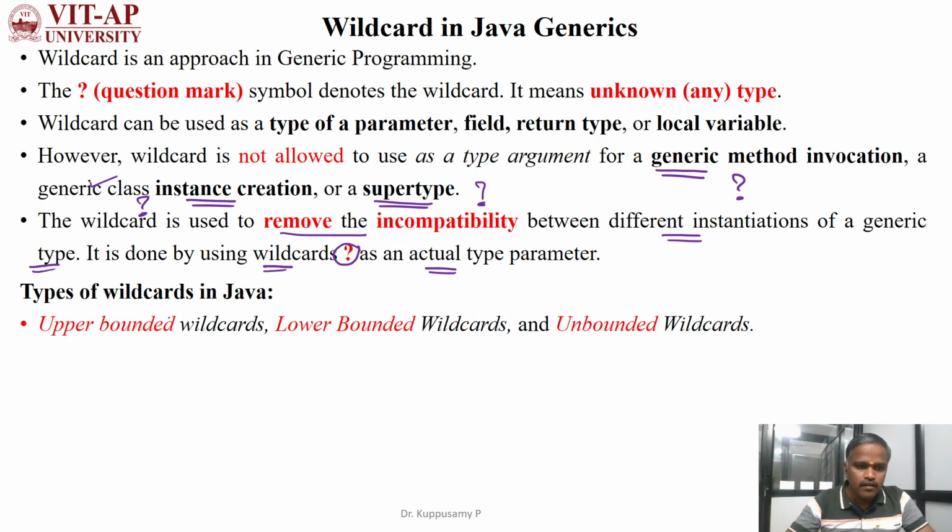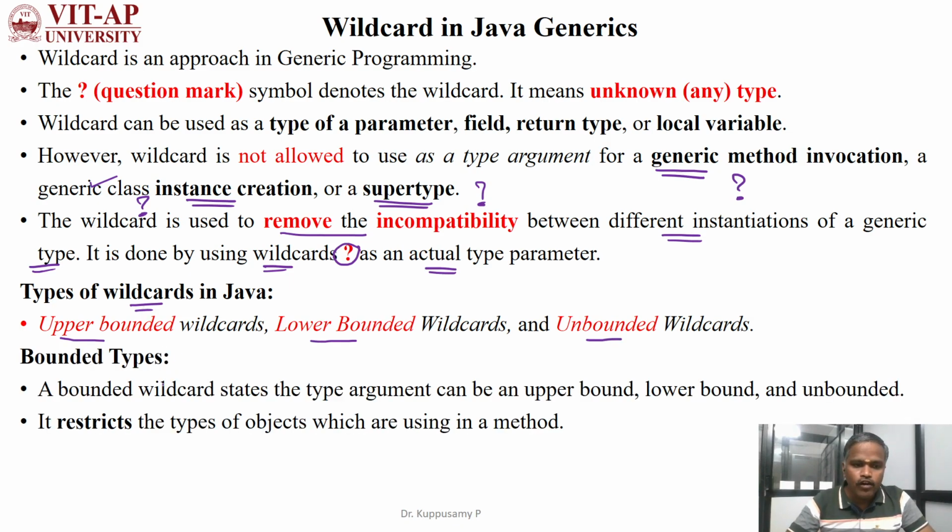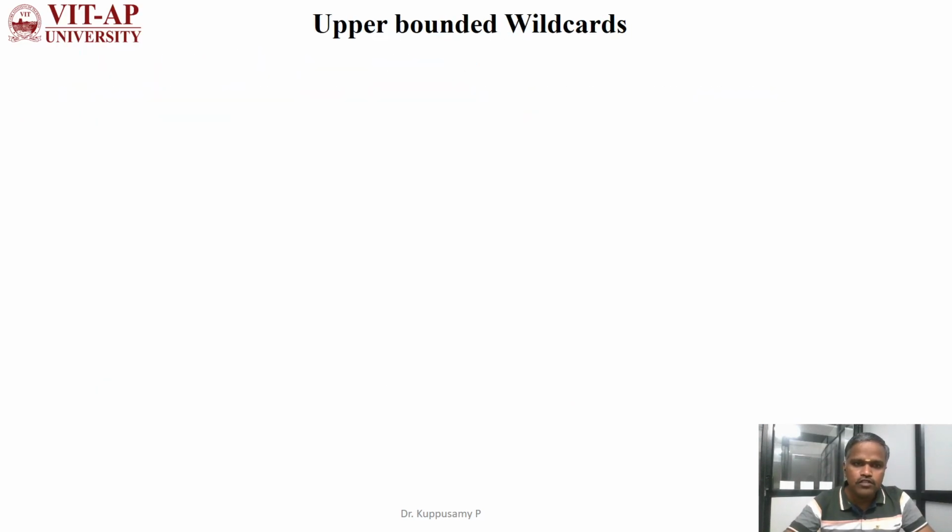Here the wildcards have three different categories. One is the upper bounded wildcard, the second one is the lower bounded wildcard, and the third one is the unbounded wildcard. The wildcards are used to state that the type argument can be any one of these categories, which provides some restriction to the objects when we are using them inside a Java generic program. Here we are going to see the first type, the upper bounded wildcard.